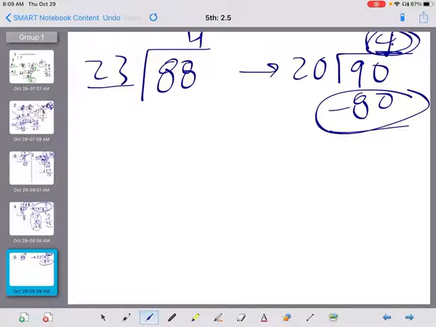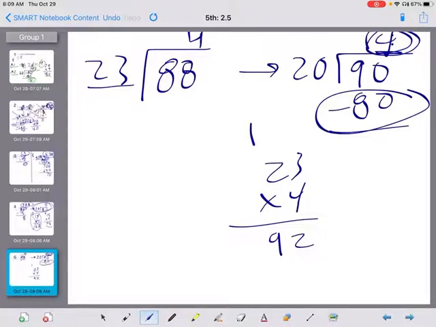4 times 23. 4 times 3 is 12. 4 times 2 is 8. This makes 92. Man, too much. I guess the wrong one again. So it needs to be less because 92 is too much. You can't even subtract that. So that's too much. I got to go less than 4 because 4 was too much. So I'm going to try, what's the number lower than 4? Yeah, 3. Sorry, that's a really bad 3 up there.